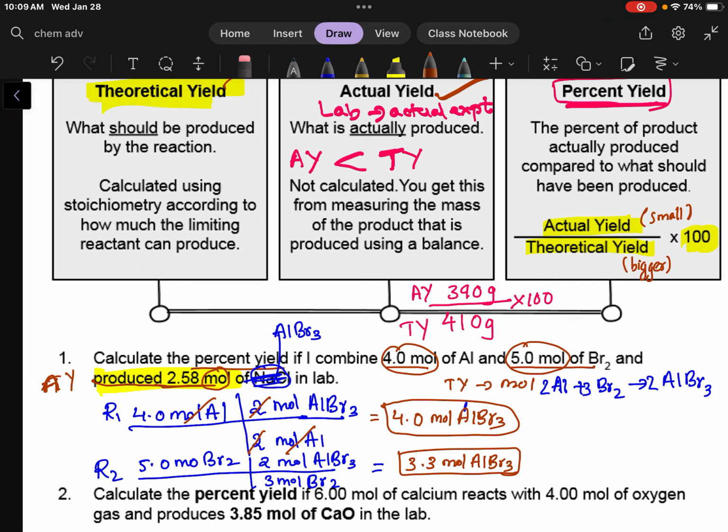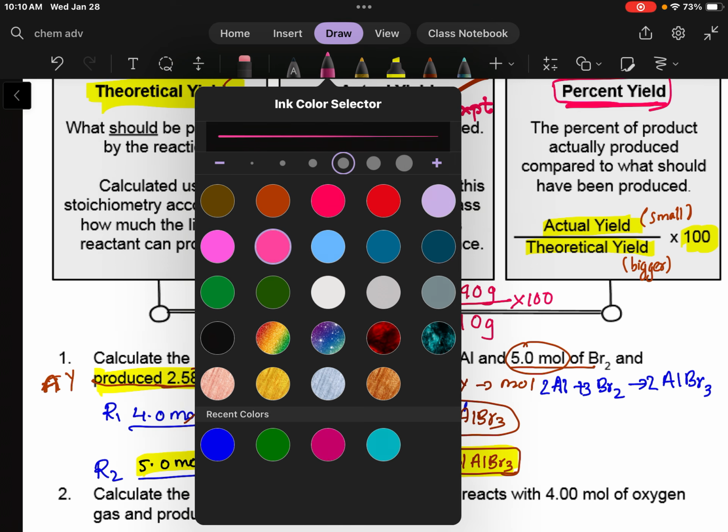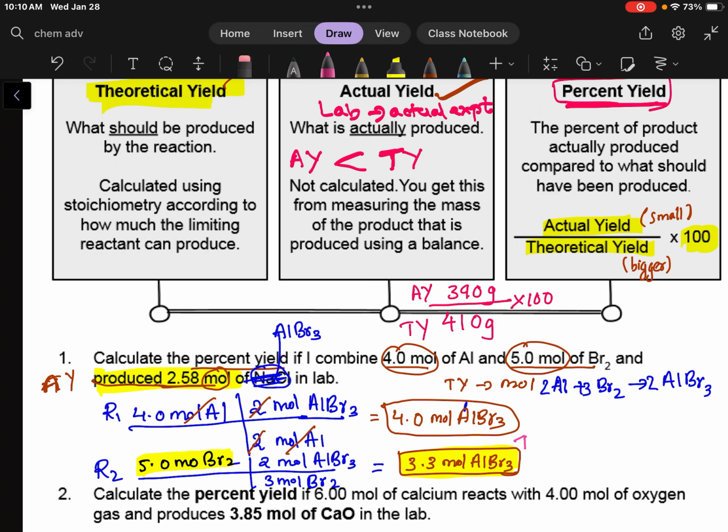Moles of aluminum bromide. Okay, now we have to decide which one is the theoretical yield. Look at both values. Which one is the lowest value? This is the lowest value, and this is the limiting reactant. This is your theoretical yield.